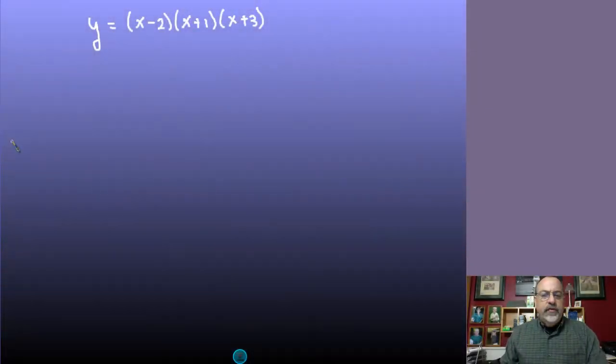Chapter 6, Lesson 2 of Advanced Algebra. We're going to continue our discussion of these higher degree polynomials that we've been looking at. Mostly working with the cubic functions in this lesson, but also a little bit with the quartics.